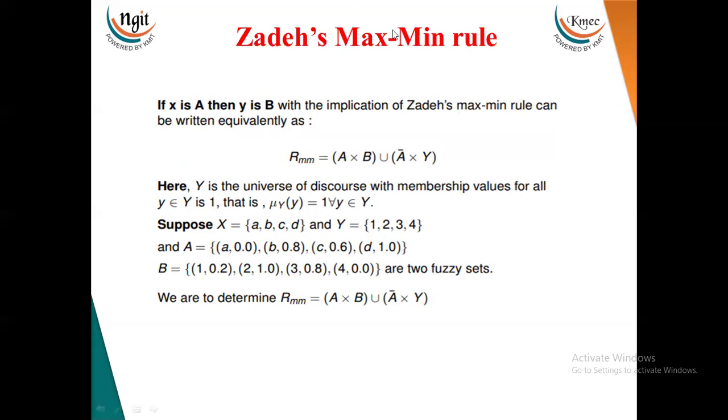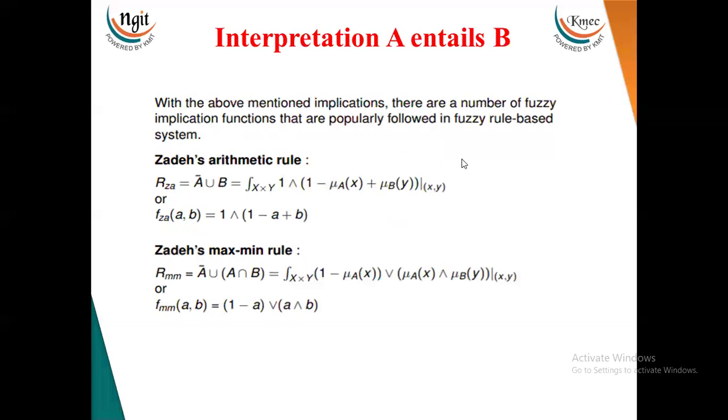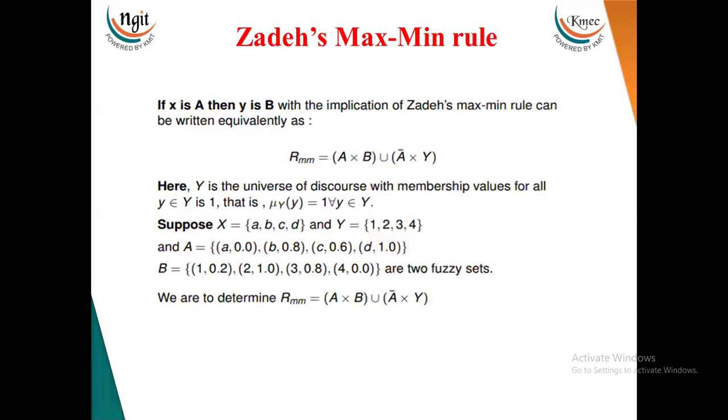Okay. Now, coming to the Zadeh max-min rule. This is the formula we already saw in the previous slide. So this particular rule, we are going to do this. What is the formula for this? Just remember: A cross B union A complement cross Y.